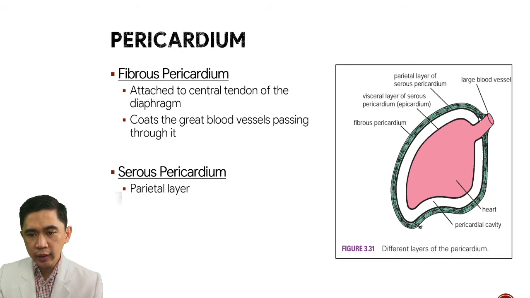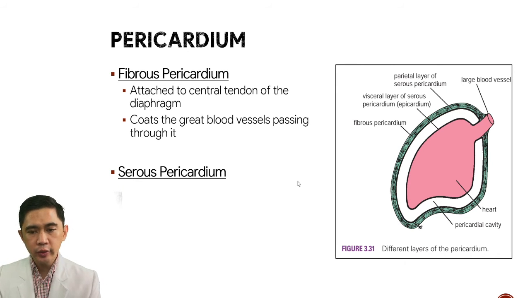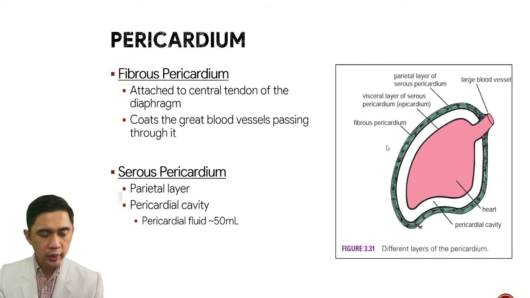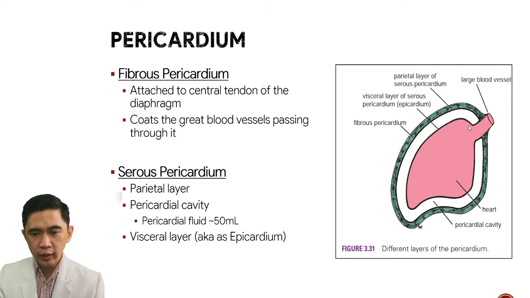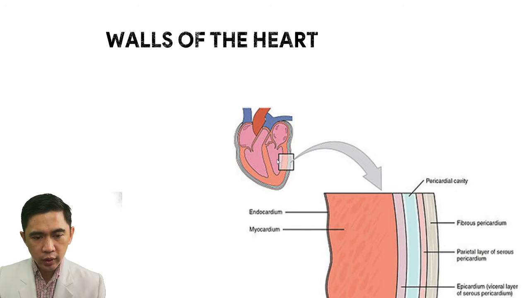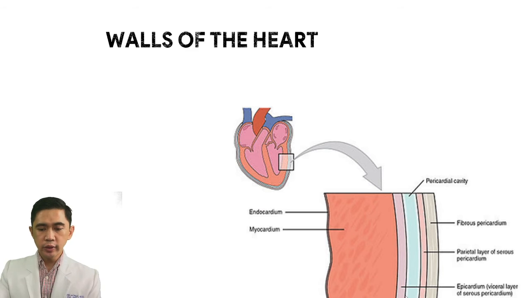The first is the parietal layer. It is the layer which is very intimate to the fibrous pericardium. And we have the pericardial cavity, which contains around 50 ml of pericardial fluid. And we have the visceral layer, which is more intimate with the heart and is also known as the epicardium. The walls of the heart, if we take a chunk of the heart here, of course, the outermost part is the fibrous pericardium, followed by the parietal layer of the serous pericardium, then the pericardial cavity, and the epicardium or the visceral layer of the serous pericardium.